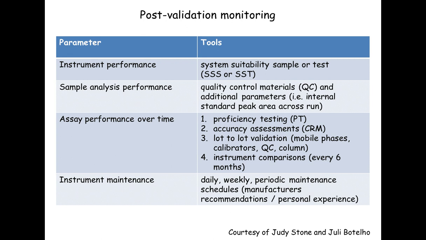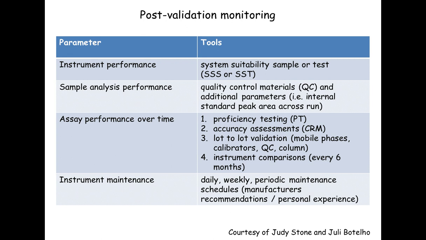You can use your internal standard peak areas across your run as well. In terms of looking at your assay performance over time, you're going to do proficiency testing. You could do accuracy assessments using a certified reference material if that's available for your analyte. You should do lot-to-lot validation of your mobile phases, your calibrators, your quality controls, your column. And also, if you do run your method on different instruments, then you should do instrument comparisons every 6 months to make sure that they're still running the same way.